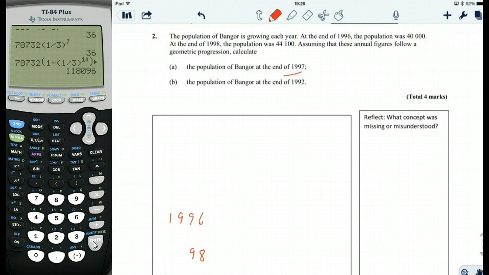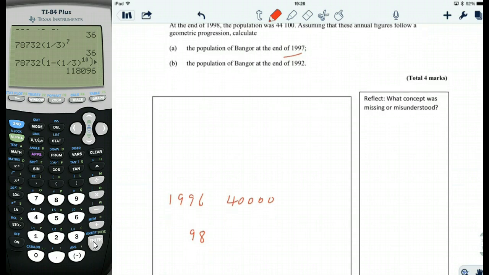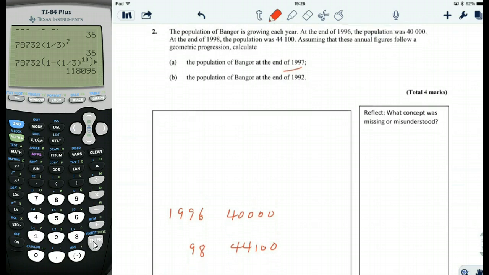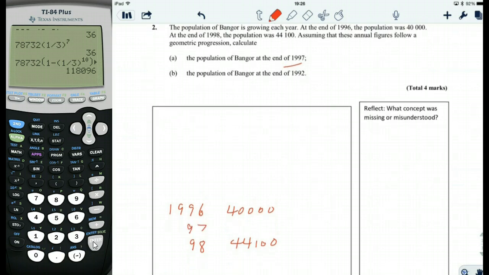1996, the population at the end of 96 was 40,000. At the end of 1998, the population was 44,100. I like that they're giving all the populations at the end of the years, because then we can just assume that they're 1 year apart or 2 years apart, right? Gets complicated when they start giving beginning of the year, end of the year. In this case, they give everything end of year, so that's fine. The population at the end of 97, so that would be here. Okay? So how would we figure it out? How would we figure out what this number is? Well, we know it's a geometric progression.